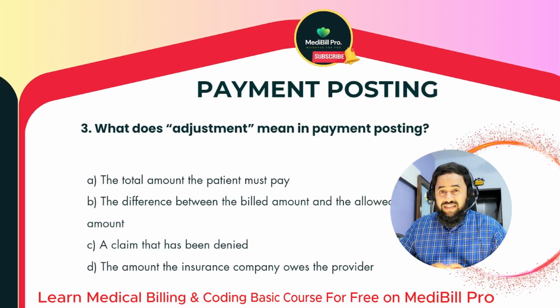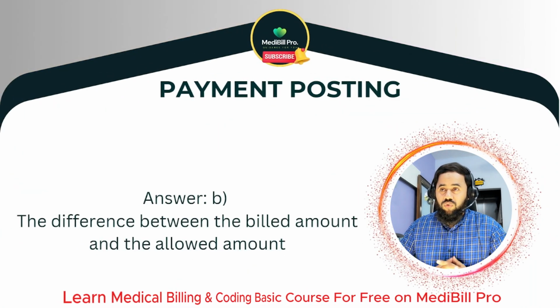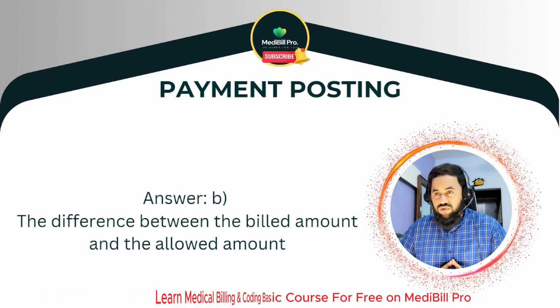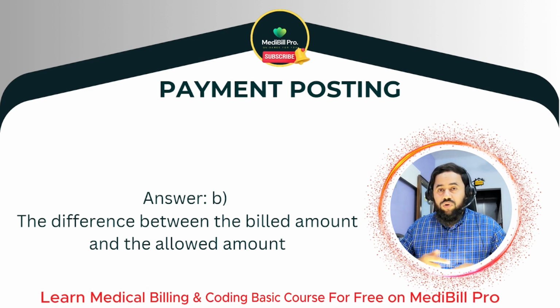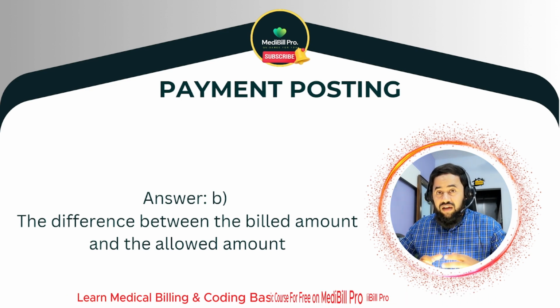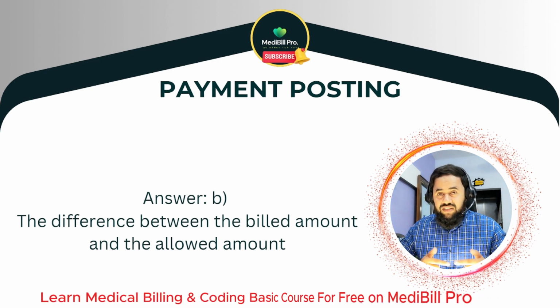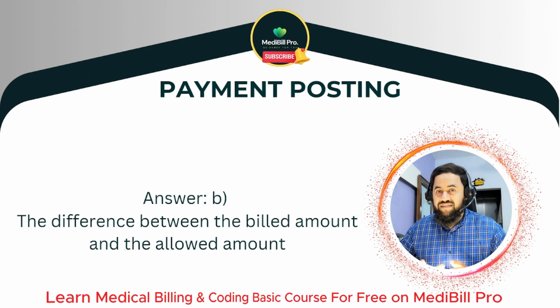Let's see the answer to this question. The answer is option B, the difference between the billed amount and the allowed amount. What was totally billed and what is the total allowed amount the insurance is going to make. The difference between these two is the adjustment.